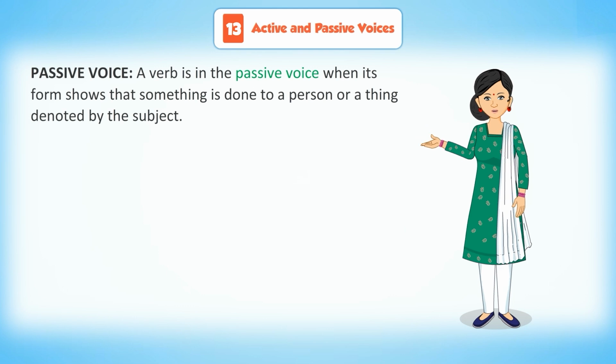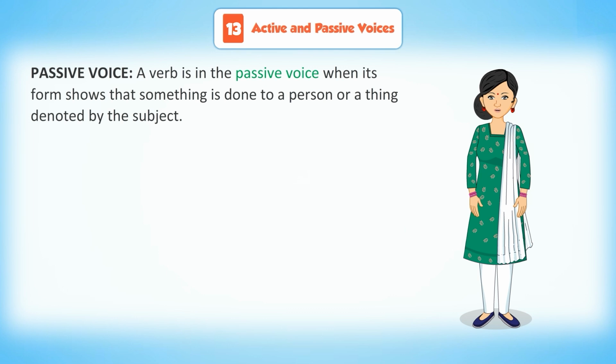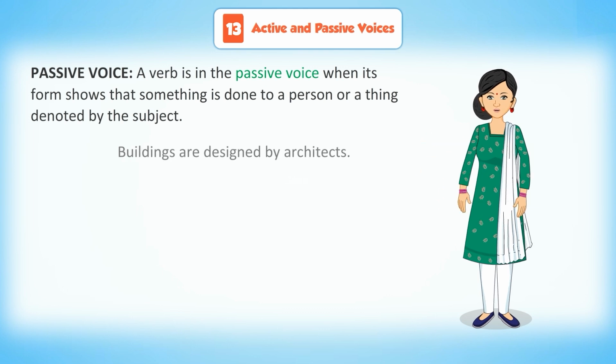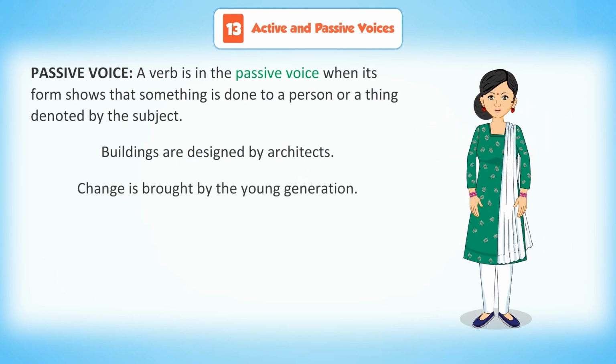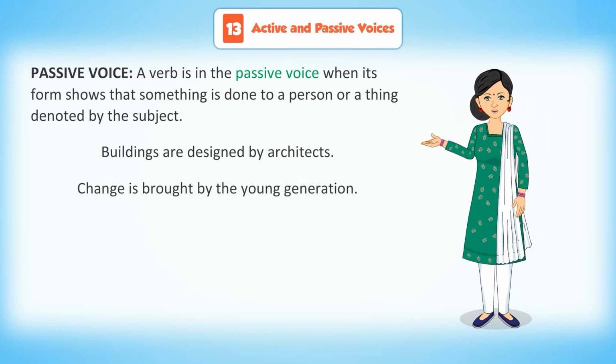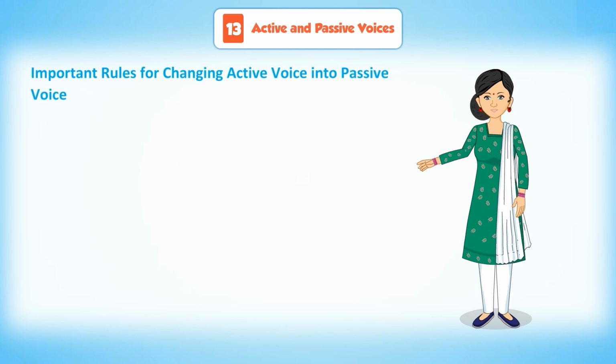Passive voice. A verb is in the passive voice when its form shows that something is done to a person or a thing denoted by the subject. Buildings are designed by architects. Change is brought by the young gentleman.